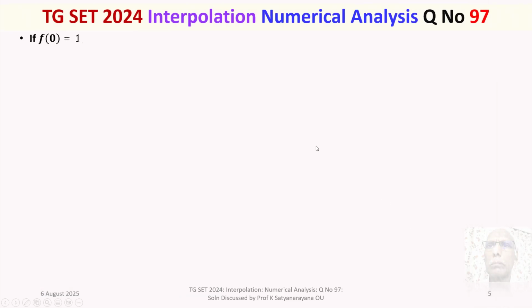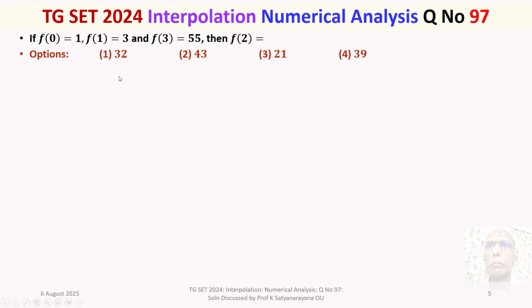Right. The given problem is: if f of 0 is equal to 1, f of 1 is equal to 3, and f of 3 is equal to 55, then f of 2 is equal to. We are given 4 options. Option 1, 32, option 2, 43, option 3, 21, option 4, 39. For this given function, the ideal conditions are to be assumed, namely, it is a continuous function. Let's now discuss the solution of the problem in detail.